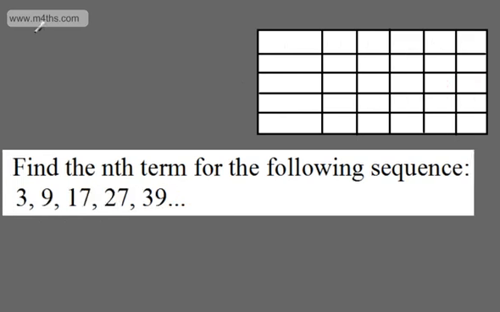Okay, let's try another one. So what we're going to do is put this in the table. Now, n, we will take n to be 1. That now is the number in the sequence. So this is the number of the term, and we're going to have 1, 2, 3, 4, 5. And the terms that we're given are 3, 9, 17, we're going to have 27 and 39.